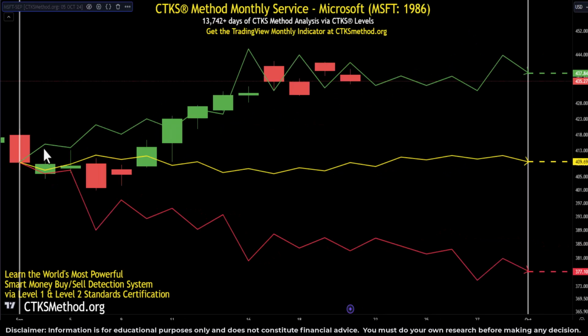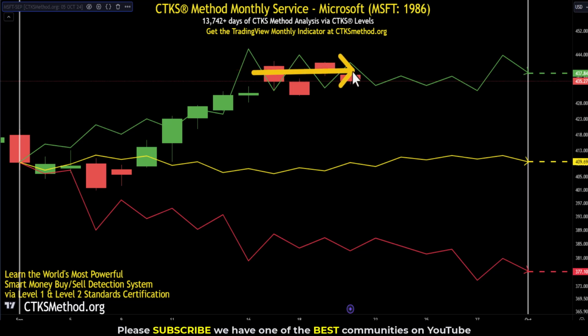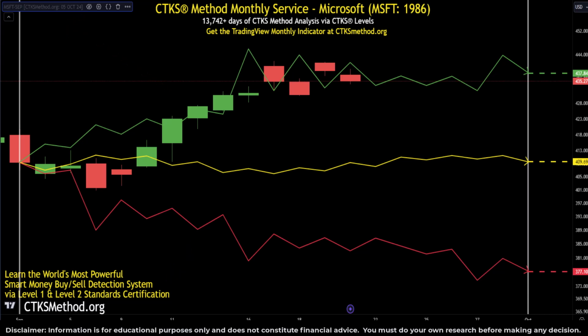Looking at another normalized positive price path, we can see Microsoft is currently consolidating, and we expect to close out at the end of the month at 437.84. All of these paths, called CTKS paths, are formed with an understanding of structure, which requires Level 1 and Level 2 standard certification. These are not just random lines drawn haphazardly on a screen. And if structure holds for Microsoft, we expect it to consolidate basically to the end of the month.